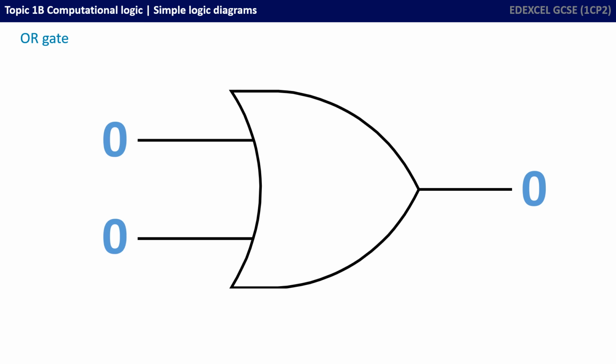The final gate is an OR gate. Again, as the name suggests, we have two inputs, but either of the inputs can be on for the output to be on. They don't both have to be on. It's one or the other. So in this situation, where both inputs are 0, the output is 0. Now we have at least one input as a 1, the output is 1. The same if we switch them around, and indeed the same if they're both on.